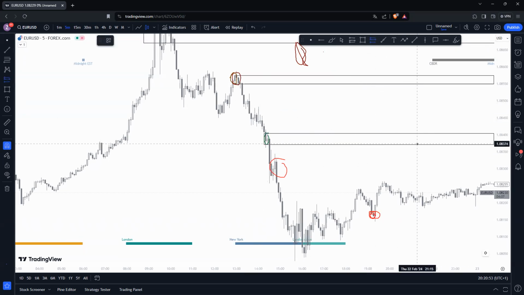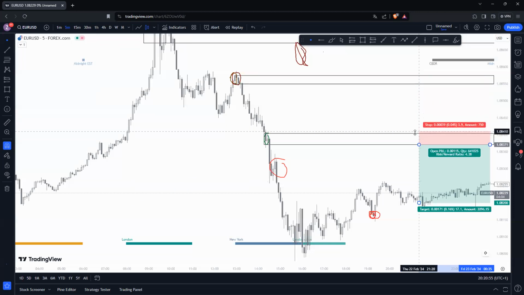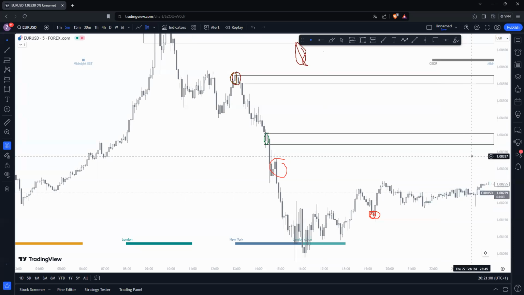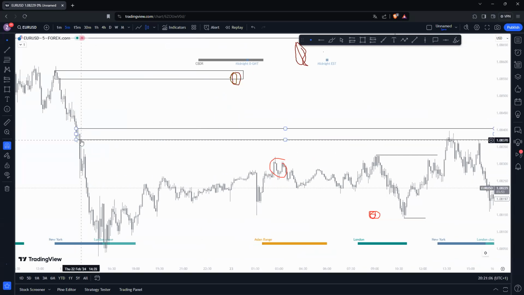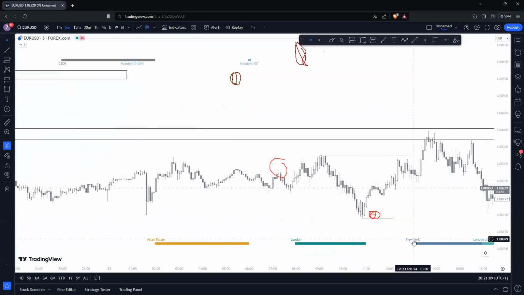So your sell is going to be right here. Your stop loss is going to be above, and your TP is going to be the other side of London. So if it took the high of London, you're going to TP at London low. Now, as you can see, price right here did what? Hit the engulf on New York.